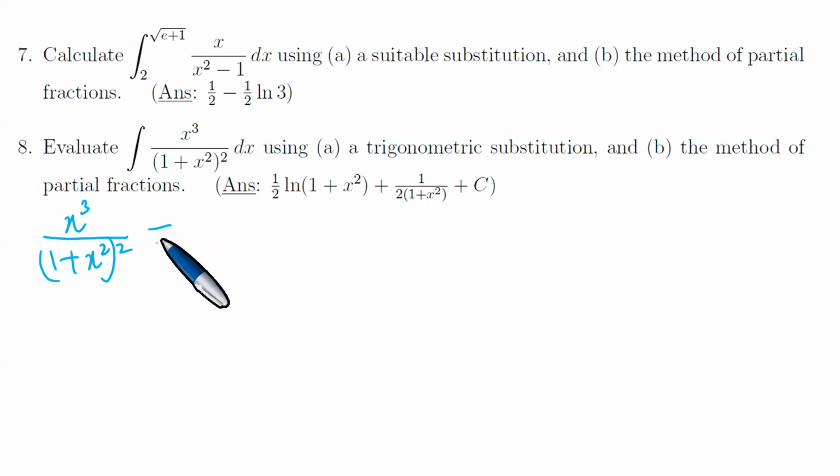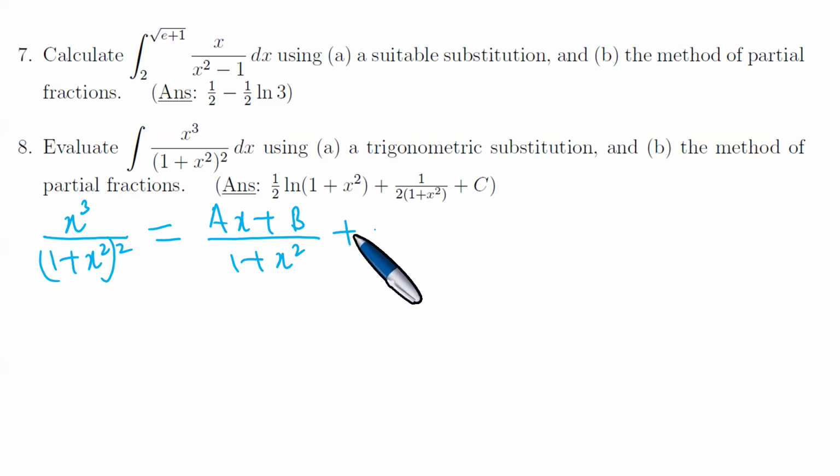So right now, this is exactly the same as Ax plus B divided by 1 plus x squared, plus Bx plus, rather, Cx plus D, yeah? Cx plus D divided by 1 plus x squared, squared.